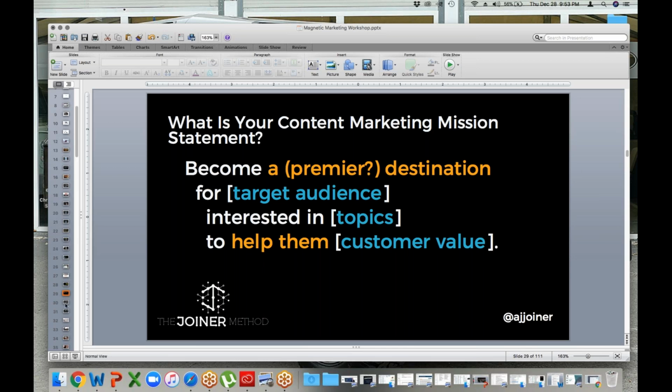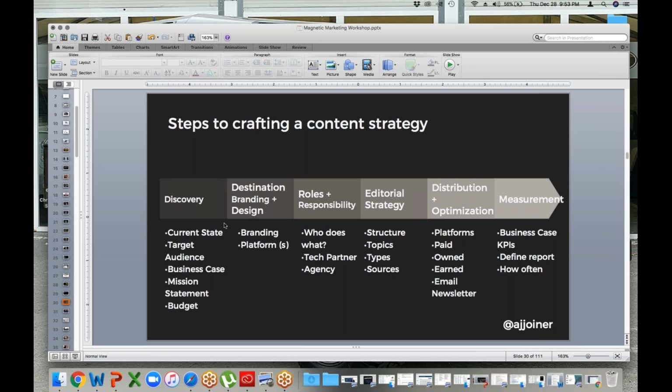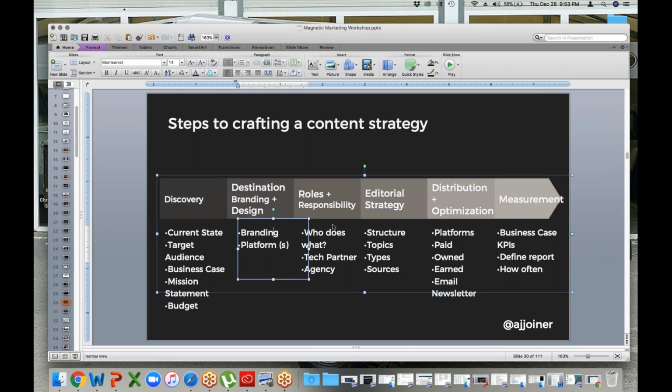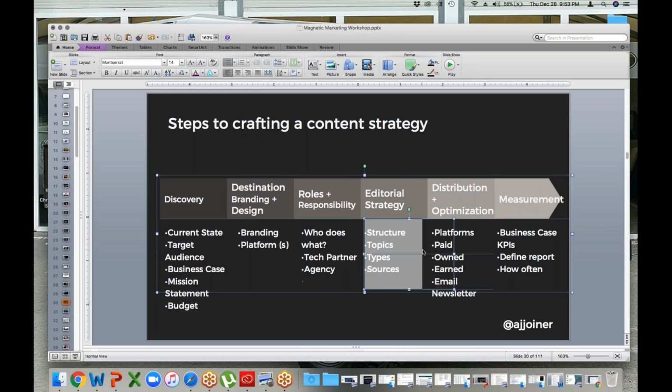Okay, what is your content marketing mission? All right, so again, these are the phases, and tonight we only went through some of the phases, but how can you craft a content strategy? Who is your target audience? What is your mission statement? And what is your budget? What are the platforms you're going to do? Who's going to do what? Roles and responsibilities. Is it going to be you? Is it going to be your partner? Is it going to be an agency? Is it going to be a contractor? Is it going to be somebody on Fiverr? Okay. What is your content strategy? What topics are you going to talk about? You're going to talk about what you've got to say, shout it.